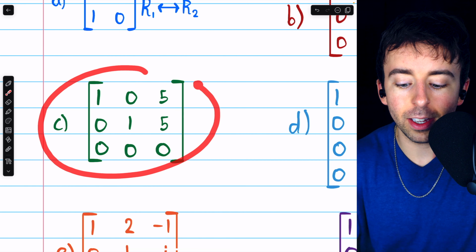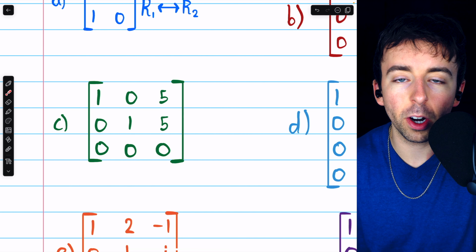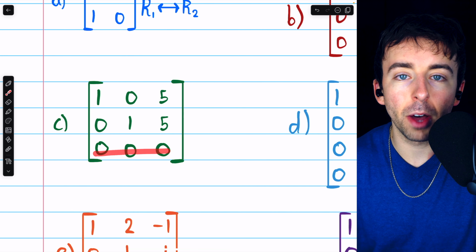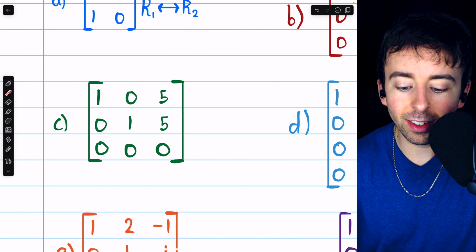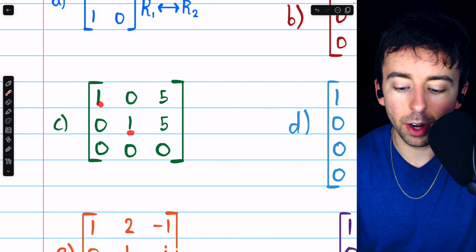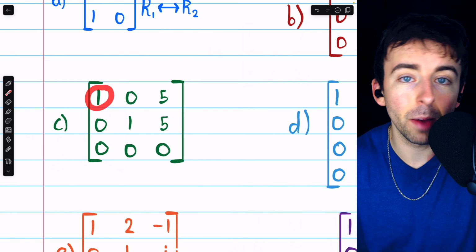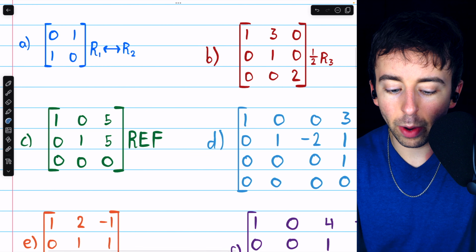Now on to matrix C. Is this matrix in row echelon form? Indeed, this one is. All 0 rows occur at the bottom of the matrix, and the non-zero rows have leading entries of 1, where each one occurs further to the right than the one that came above it. So this matrix C is in row echelon form.